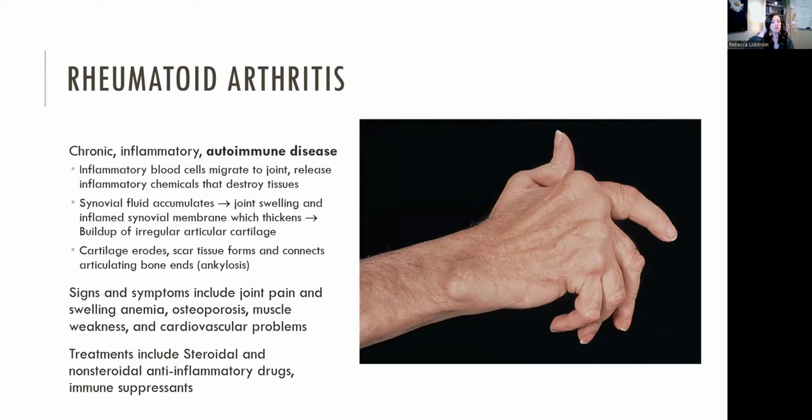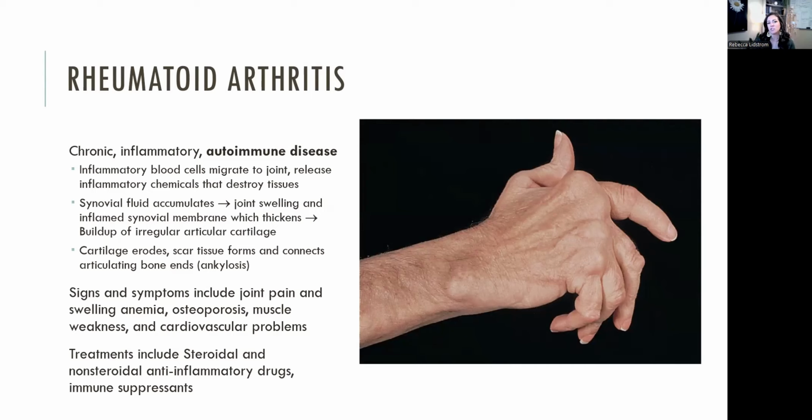What happens here is synovial fluid is starting to accumulate because of this overactive immune response to the joints, and we're finding those cells in there. We're detecting our cells as non-self, even though they are, and so the body goes in there to try to repair and fix it. Well, it overreacts in that way, and so we start seeing synovial fluid starting to accumulate, and it's going to start to swell, and then the synovial membrane itself becomes thickened and we get a buildup of irregular articulating cartilage. Now, what happens is that we start seeing that cartilage erode and scar tissue starts to form.